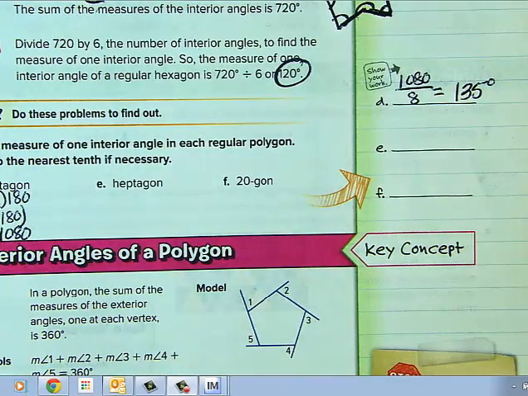So if we went out to a stop sign and we measured the number of degrees the inside angles are, it would be 135 for each one of the angles. Okay?